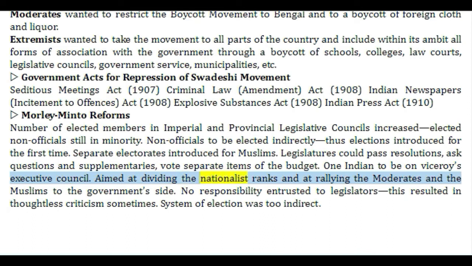The reforms aimed at dividing the nationalist ranks and at rallying the moderates and the Muslims to the government side. No responsibility was entrusted to legislators, which resulted in thoughtless criticism sometimes. The system of election was too indirect.